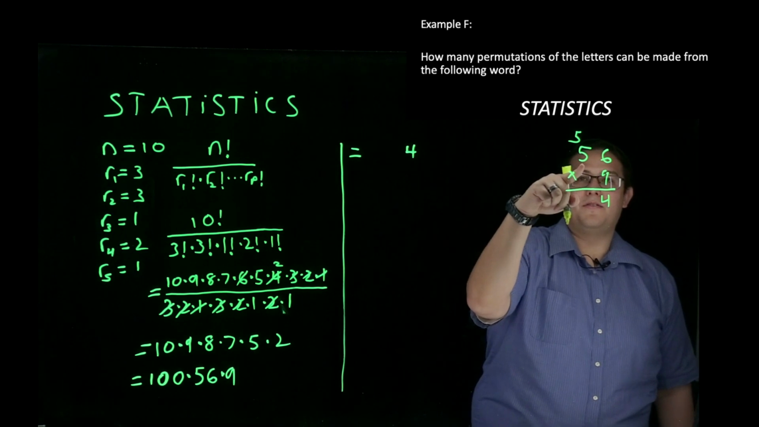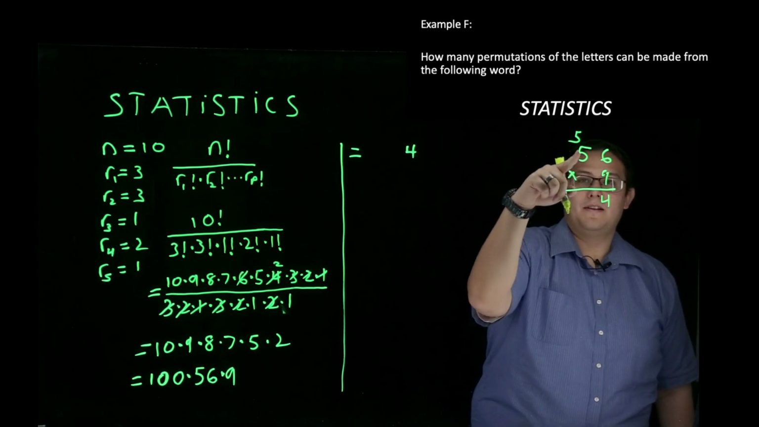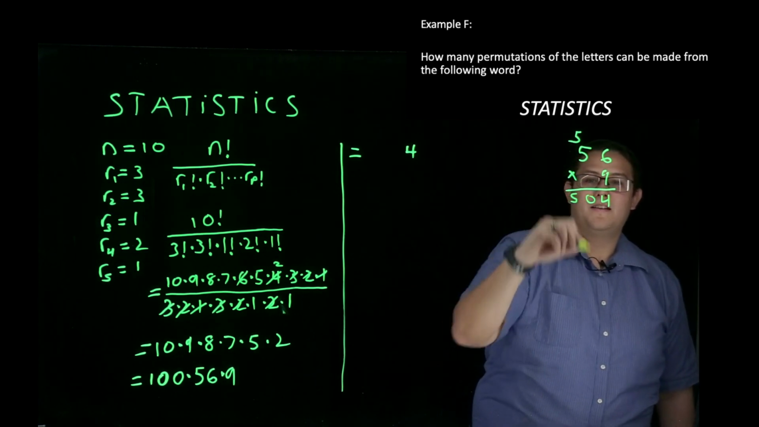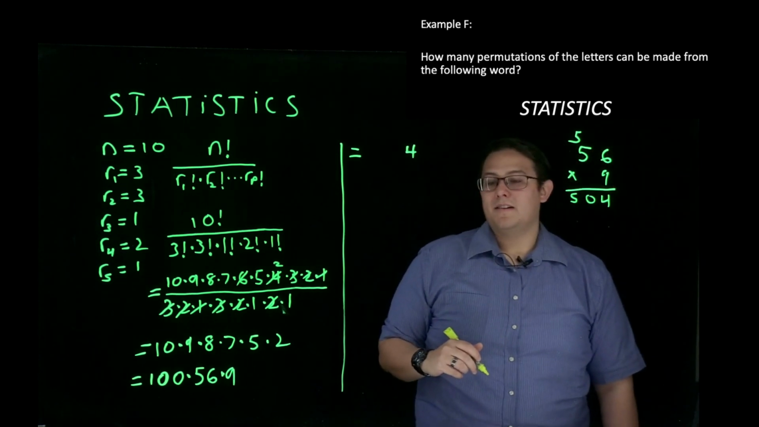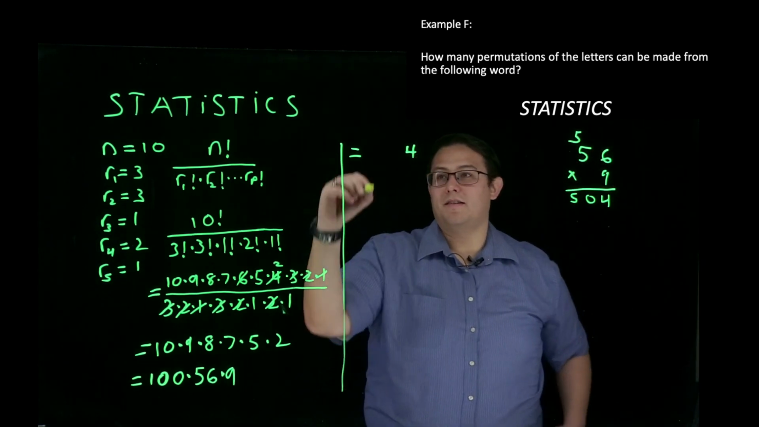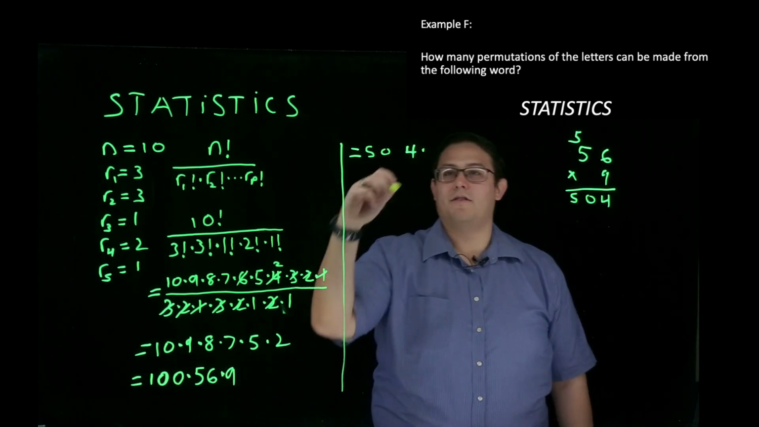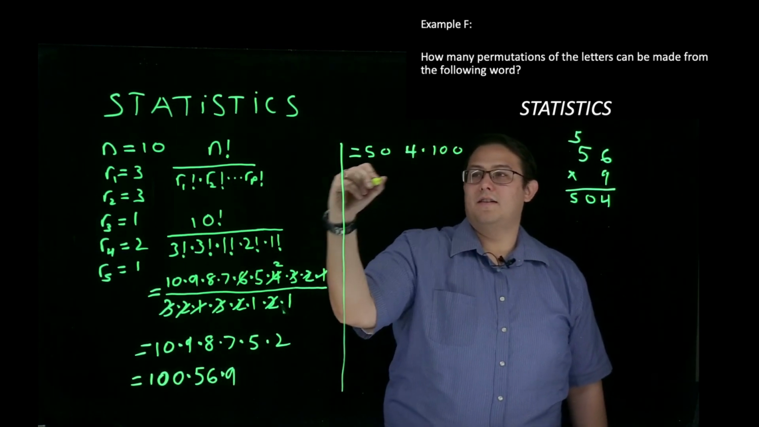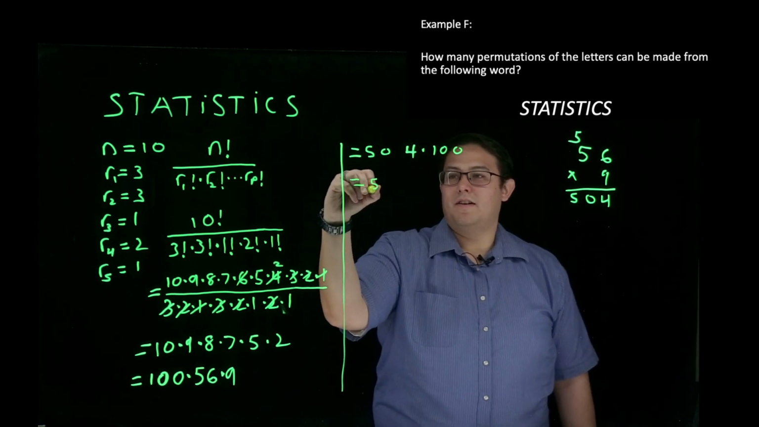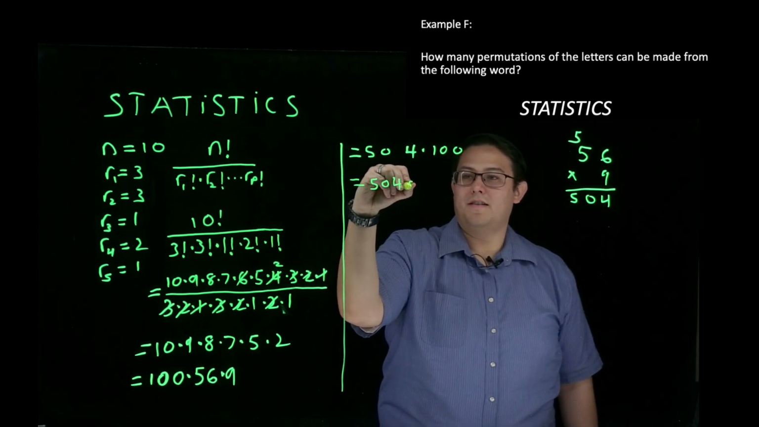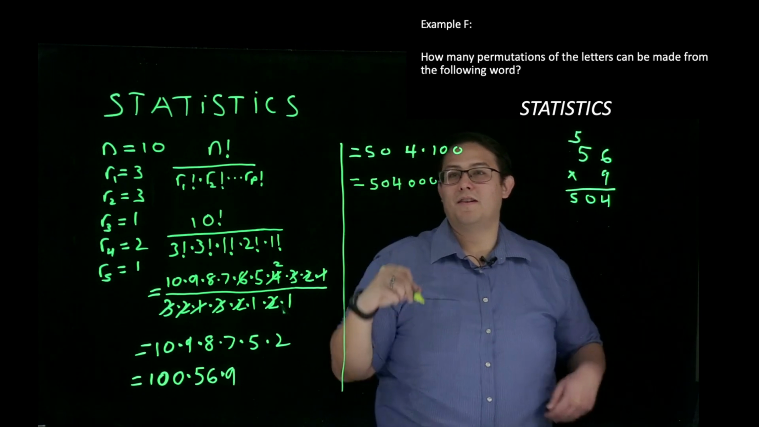And then 9 times 5 is 45. And 45 plus 5 is 50. So you get 504. So what we get is a 504 here. And then times, don't forget that 100. And we get 504,000. Oops, 1 too many zeros.